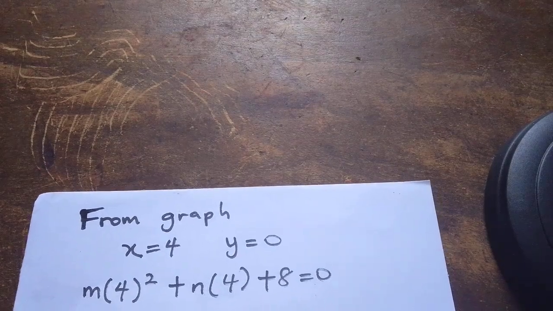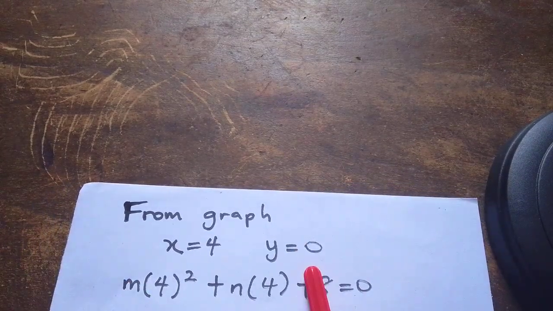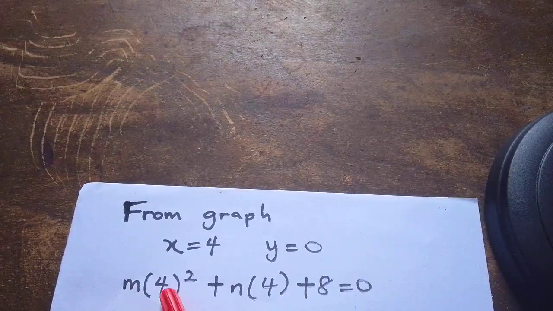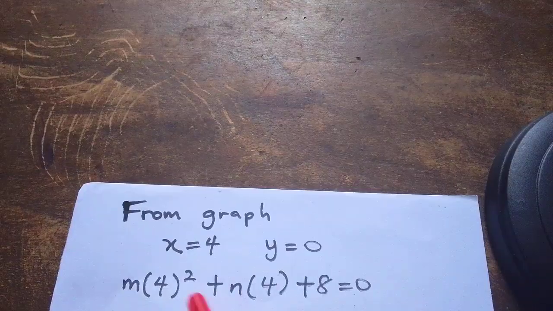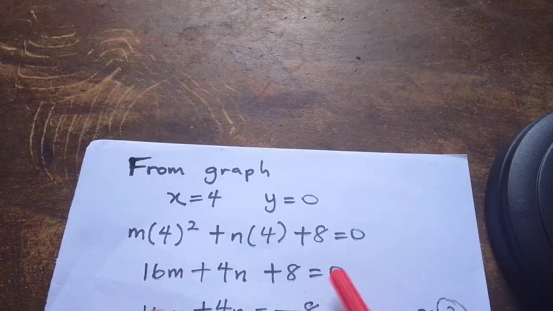When x is 4, y is 0. When x is 4, y is 0, we substitute into it again. m into bracket 4 square plus n times 4 plus 8 is equal to 0. 4 square is what? 16. 16 times m is 16m. 4 times n will give us 4n plus 8 is equal to 0.